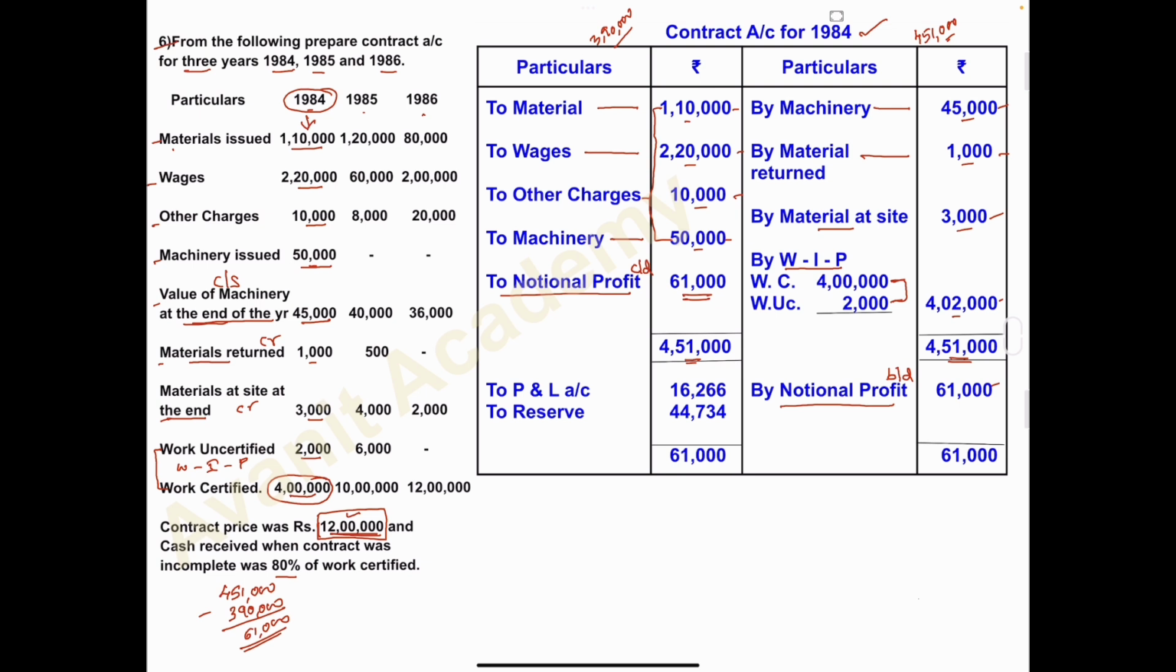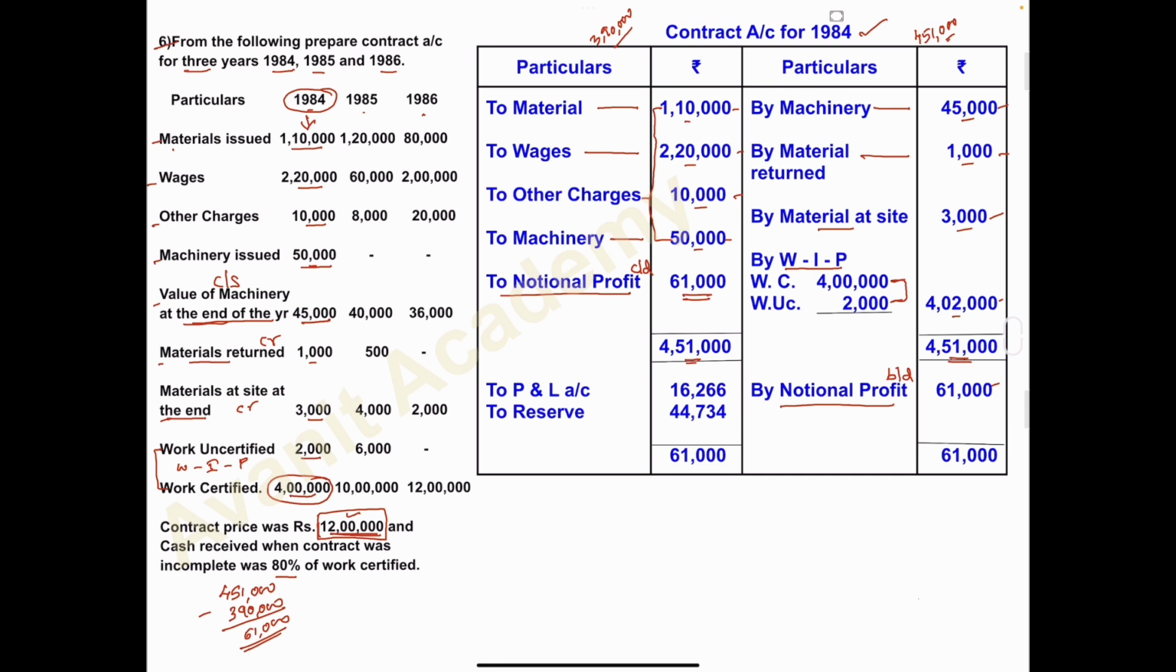The work certified amount should be more than one-fourth of the contract price, but less than half of the contract price. 12 lakh into half, how much will you get? 6 lakh. So the work certified amount is less than half of the contract price. So we take the second condition, because the work certified amount is more than one-fourth but less than half of the contract price. What is the second condition formula? One-third of notional profit is transferred to profit and loss account.